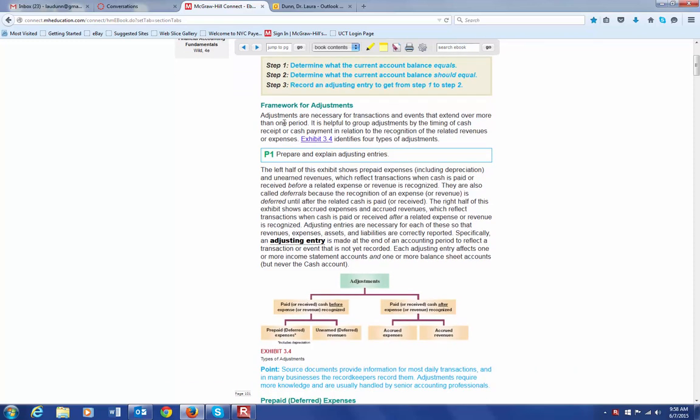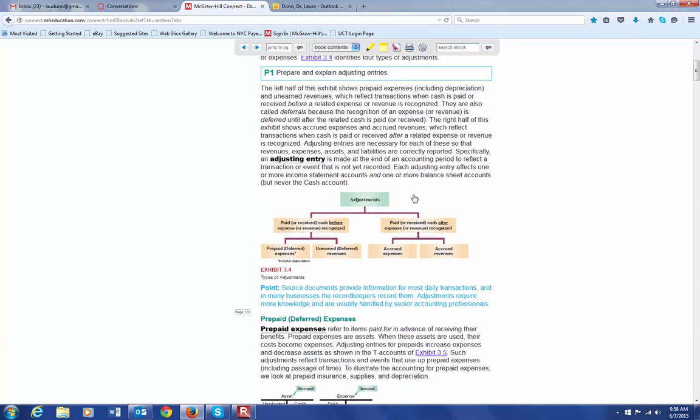Basically, adjustments are necessary for transactions that extend over more than one period. Okay, so we're talking about when you have two different financial accounting periods and the expense or revenue extends over those two periods. So you have to adjust it to put the right amount in each period.